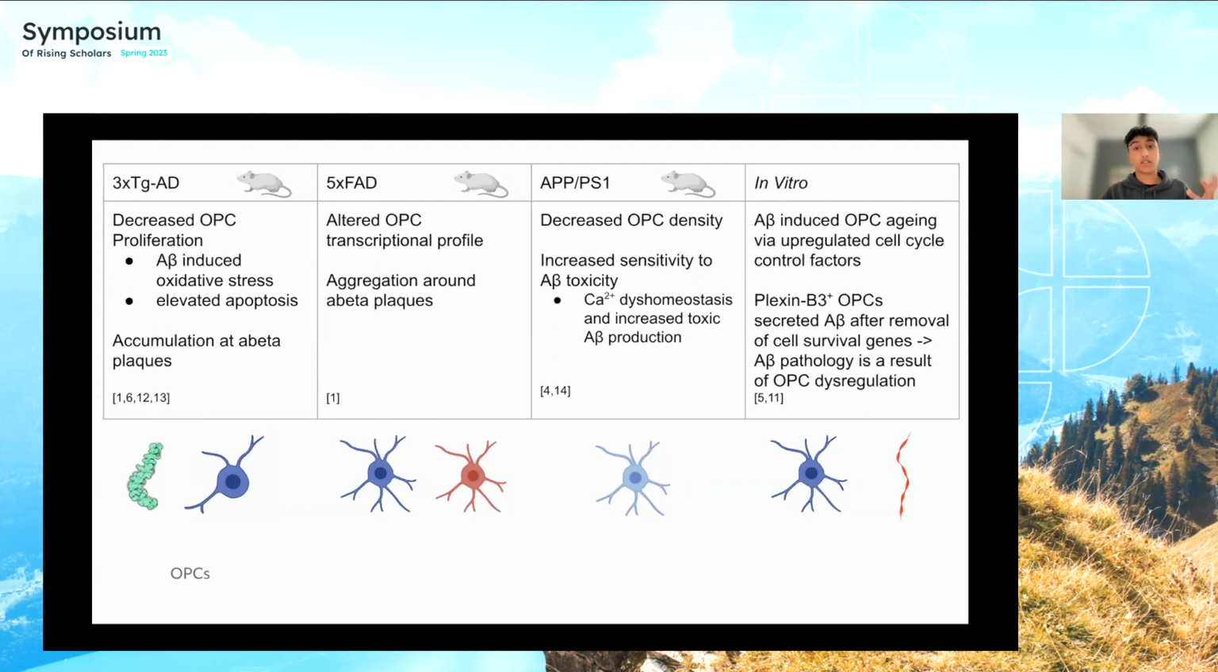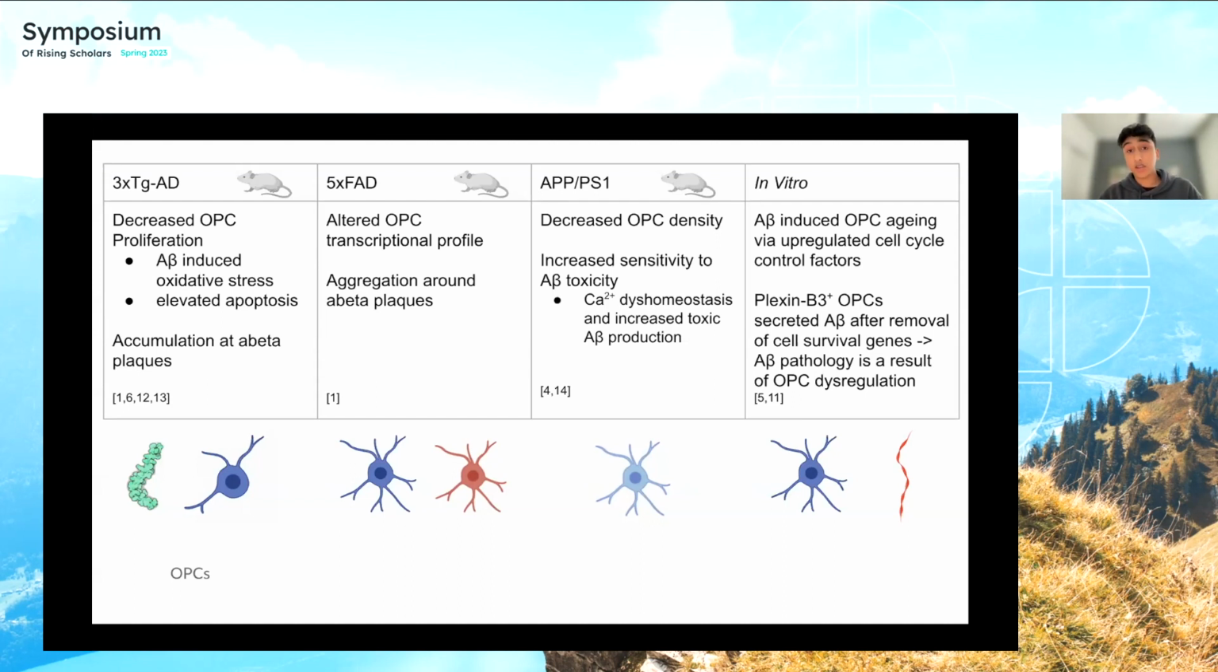In mice models, there are many different genetic models used to investigate Alzheimer's, but specifically I researched 3xTG, 5xFAD, and APP-PS1. I researched what the current research in these mice models is, and I've summarized it in this table. Beginning with 3xTG, there was a notable decrease in OPC proliferation, so they're not dividing as much. They're not forming as many myelinating oligodendrocytes. There was also oxidative stress and elevated apoptosis, that's cell death, of these oligodendrocytes.